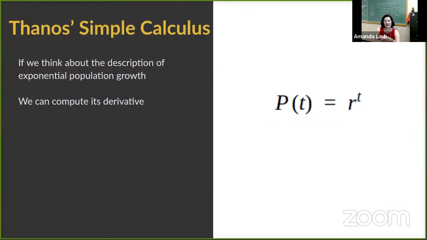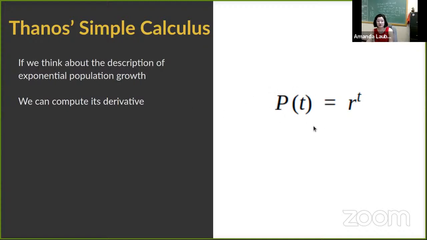And so now that we have that basis for what a derivative is, we can go ahead and try to work through Thanos' simple calculus. So here's our original description for exponential population growth. We had that P of T is equal to R to the power T. We can go ahead and compute its derivative.